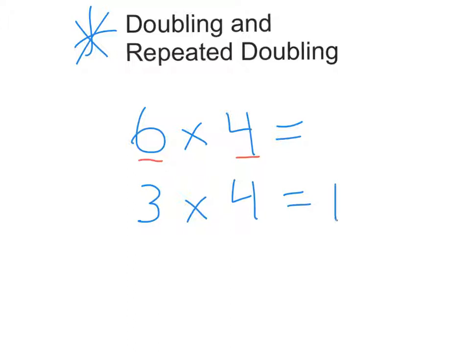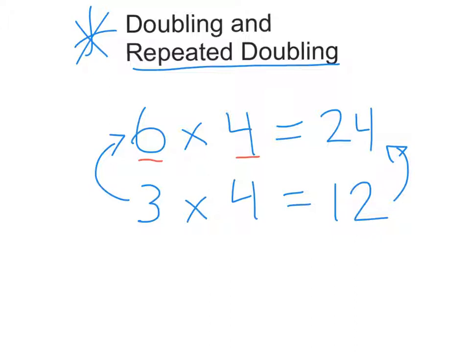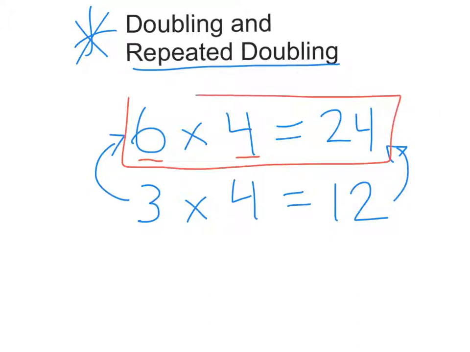You do. It's 12. So what we do now is this is where we call the repeated doubling. Because the 3 doubles to a 6 as we move up, the 12 doubles to 24. And therefore, 6 times 4 is 24. We know the answer to that. Let's do some more examples together.